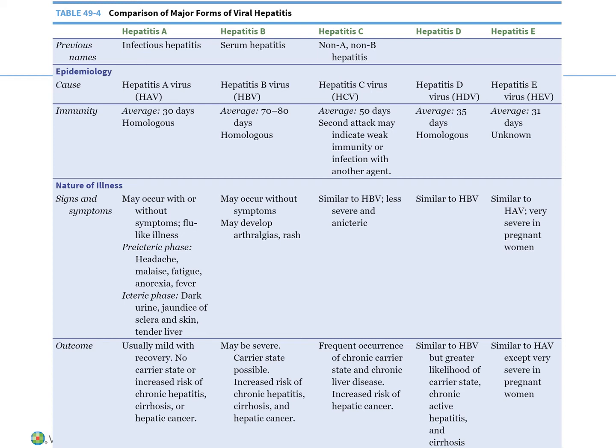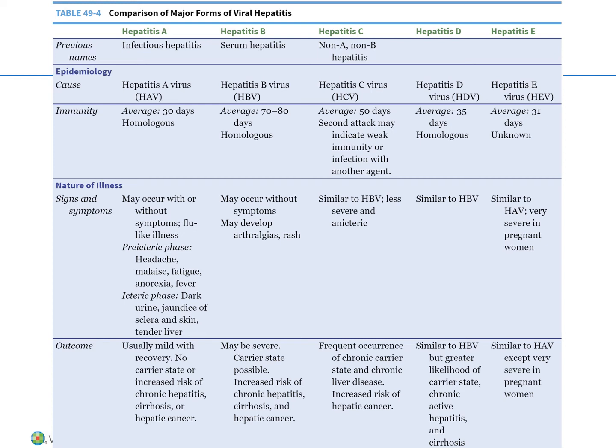This chart comes from your book and it shows the different types of hepatitis as well as the causes, which is pretty easy. It's the A virus, B virus, C, D, E. Easy to kind of remember.